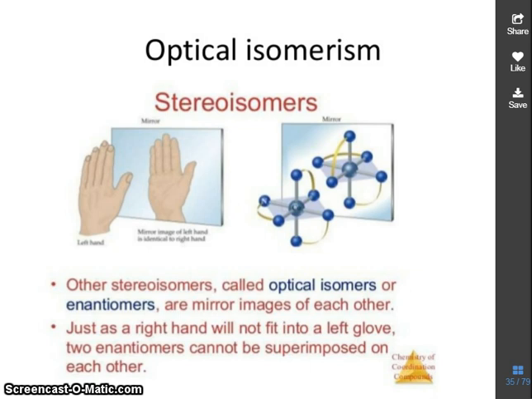Optical isomerism. Other stereoisomers, called optical isomers or enantiomers, are mirror images of each other. Just as a right hand will not fit into a left glove, two enantiomers cannot be superimposed on each other.